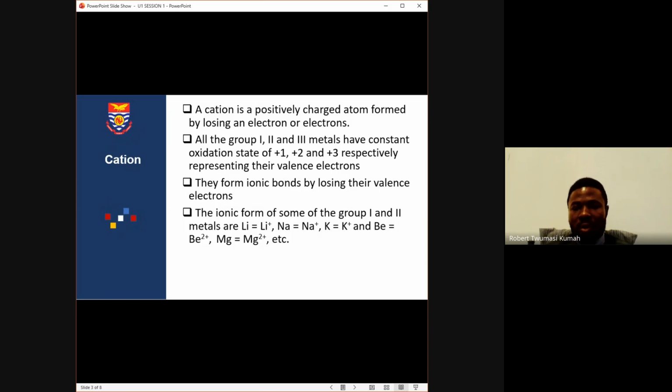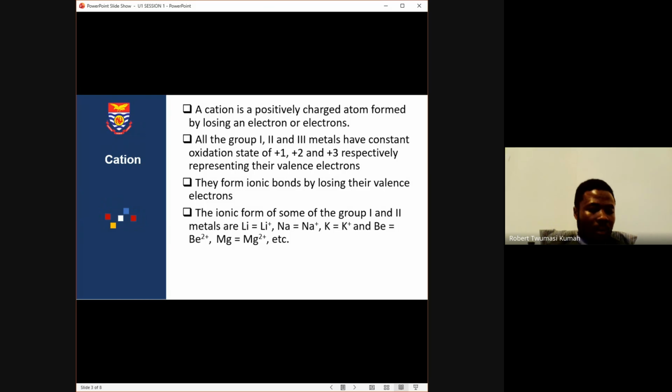I will not comment on 4 in the meantime, because atoms with 4 valence electrons can lose or gain. In this case, before 4, they will always lose rather than gain. And when they lose, they form cations. When they lose, we assign positive to them. So they form ionic bonds by losing their valence electrons.